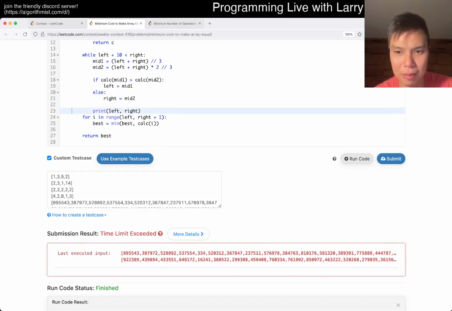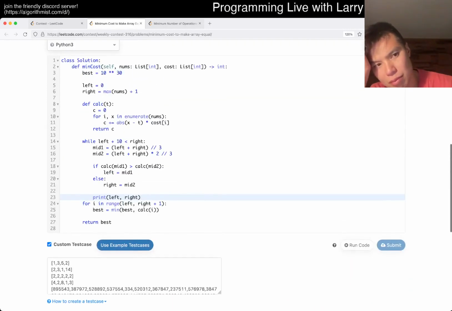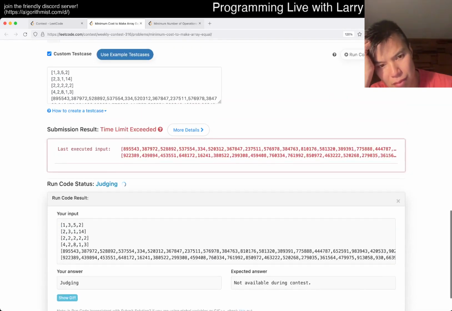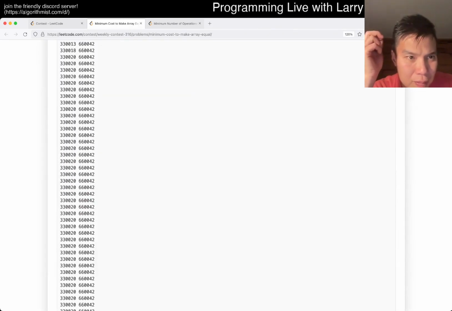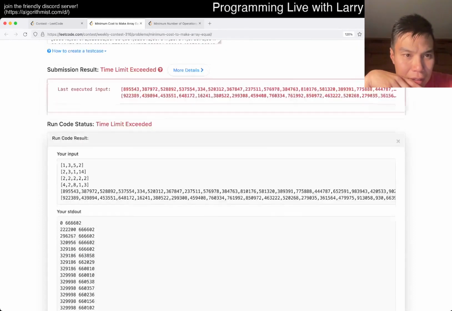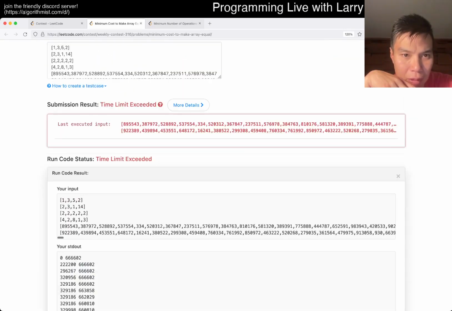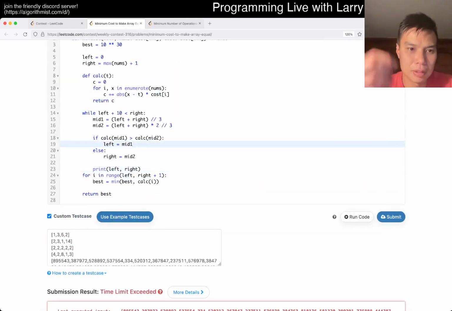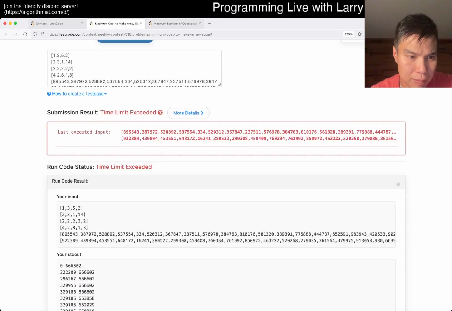Why does this terminate time limit exceeded? It's just 10 to the 5th is 100,000, right? Okay, now I see. Tell me why. Huh, it is looping infinitely, but why? Left is equal to... Did I do the ternary search wrong? Left, right.